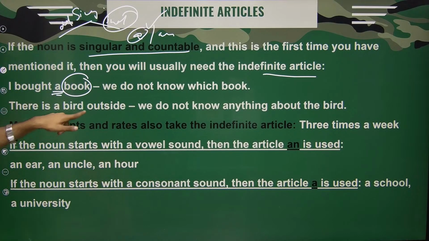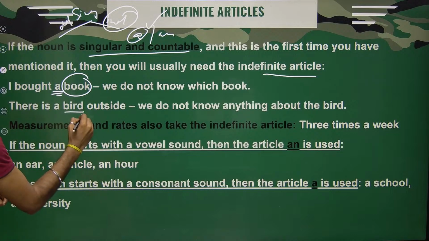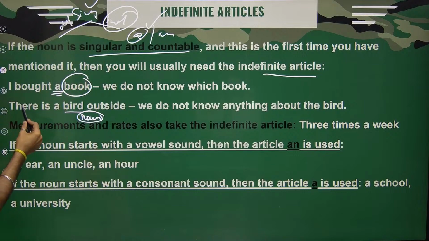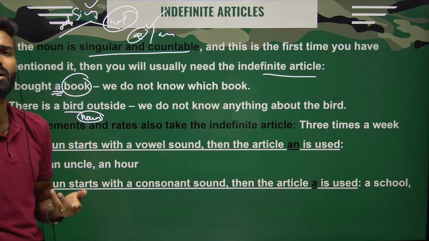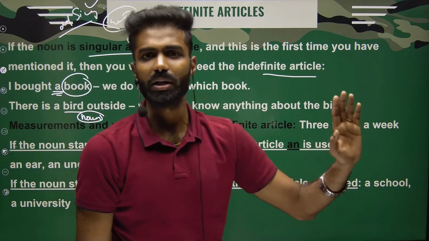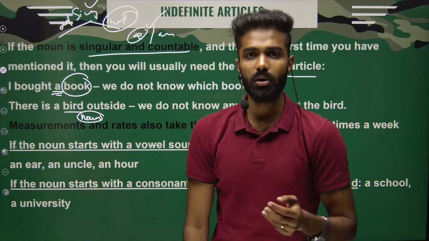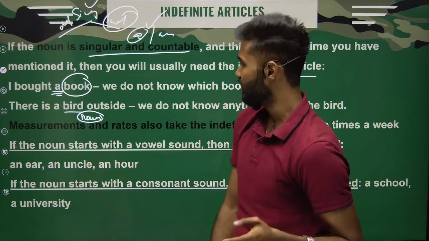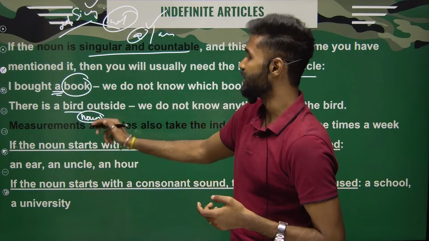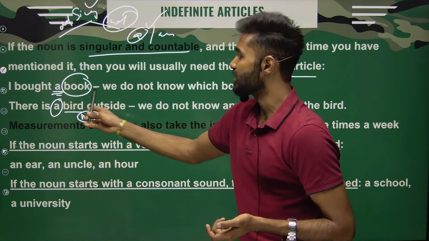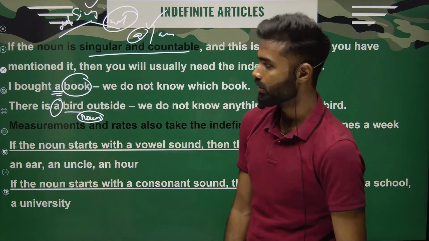There is a bird outside. See, again here, bird is my noun, a singular noun. Definite or indefinite? There is a bird outside. I don't know anything about the bird. If it is yellow in color, or a crow or a peacock or whatever, it is very general. So it is indefinite. That is why I'm using "there is a bird outside." And also, these are all for the first time you are using it. Clear?